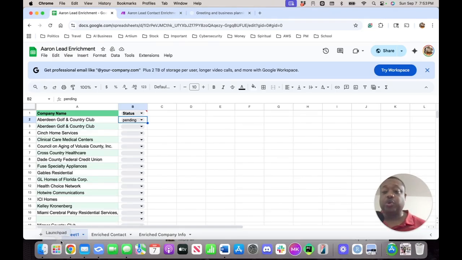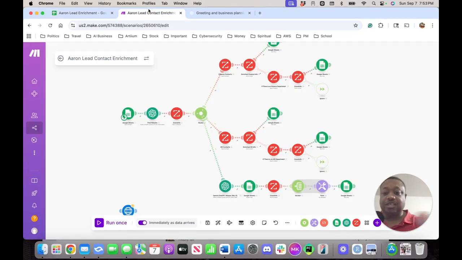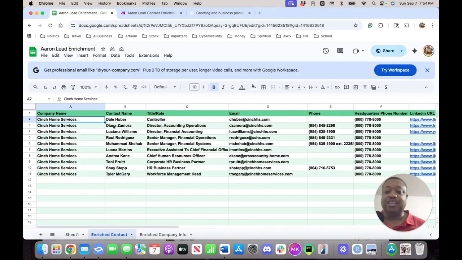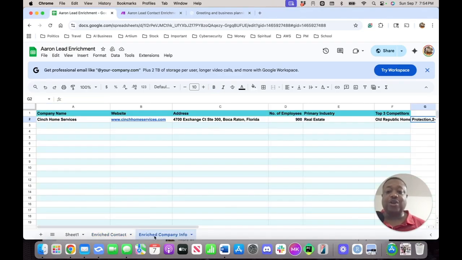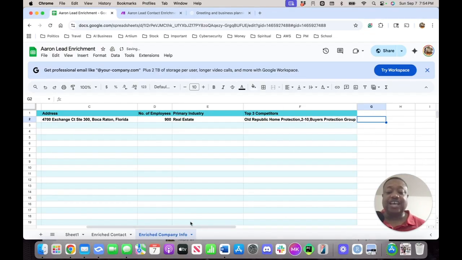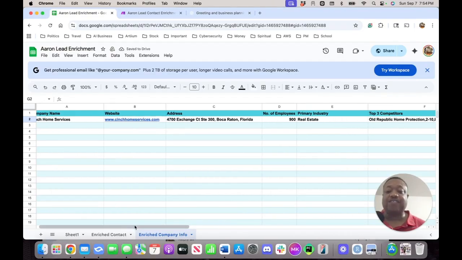And then what you would do is change the status. Let's do Clinch Home Service. You would change the status from pending to ready and watch the automation do its thing. By the time I get back to clicking over here, as it goes through its process, we will have the decision makers, their roles, email, phone numbers, and we also have that company, its top 3 competitors, and the industry that it is in, and you saw it all in a matter of 5 seconds.